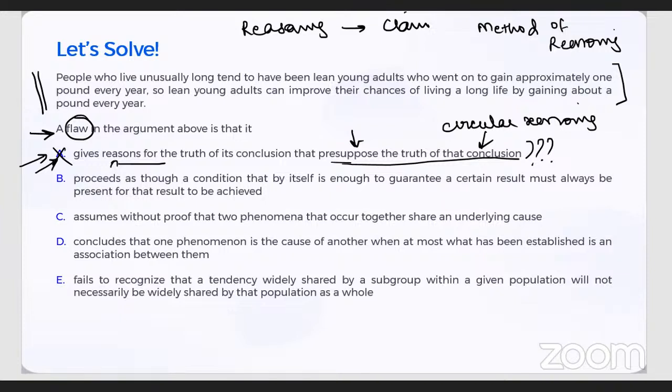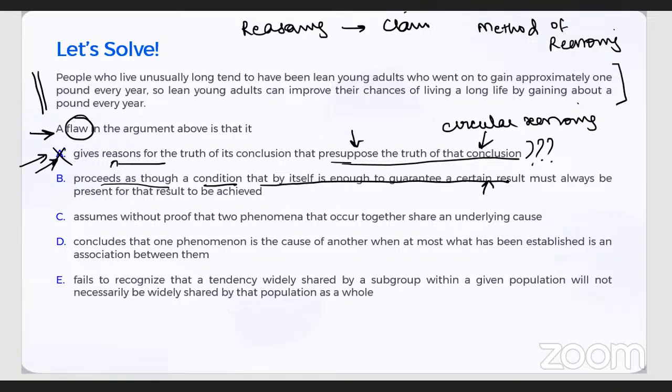Option B, again, a simplified version of what option B says, is that the argument proceeds as though a condition, that is weight gain, by itself is enough to guarantee a certain result. So it's saying that the argument acts as though a particular condition, that is weight gain, is the only way to achieve a certain result. What is a certain result? Longevity. However, the argument doesn't make this claim. It is only suggesting that weight gain is one of the possible ways to live longer.